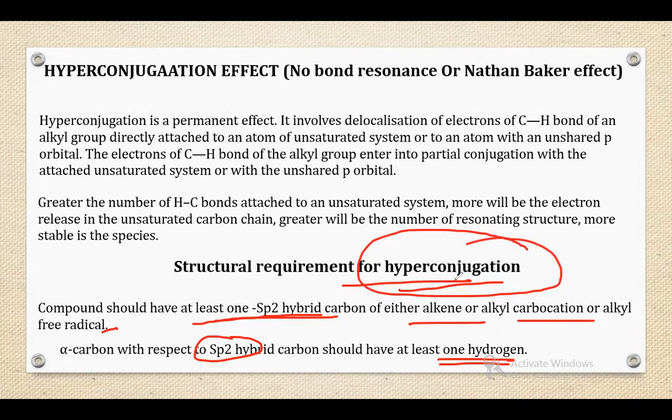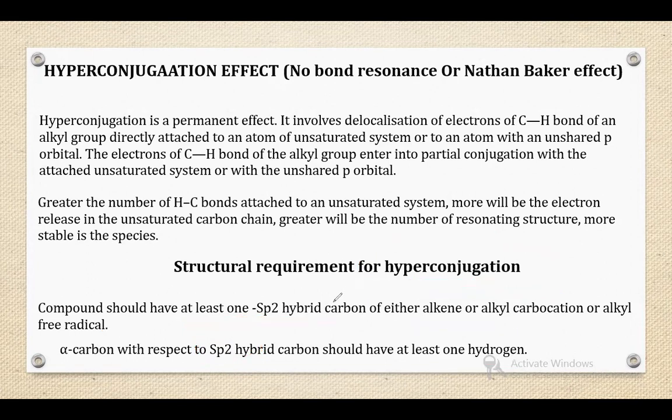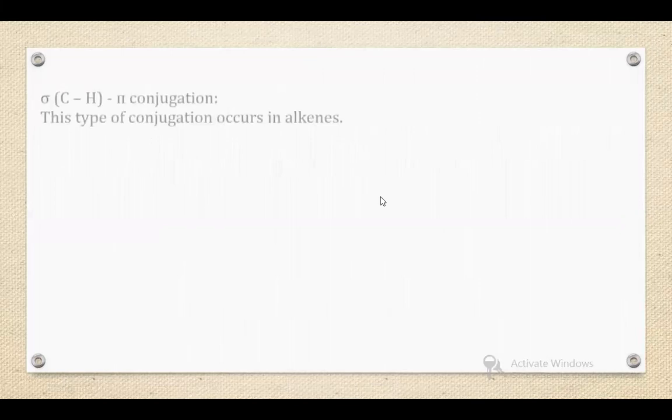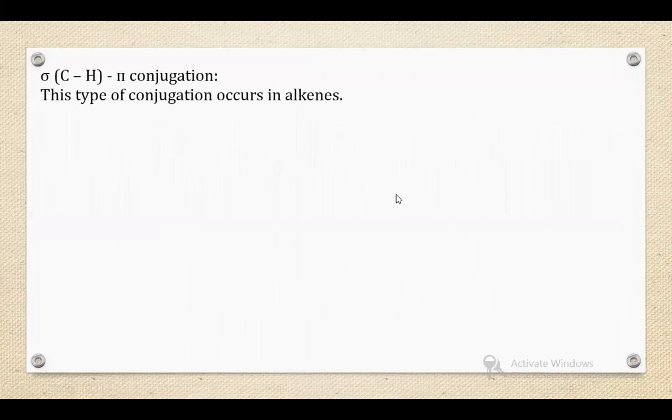We can then notice the hyperconjugation. The requirement is an sp2 hybrid carbon, and an alpha carbon with respect to it. The carbon next to the double-bonded sp2 carbon is the alpha carbon, and it should have a hydrogen, called an alpha hydrogen. At least one alpha hydrogen should be there to show hyperconjugation. Now, how does hyperconjugation take place? Sigma and pi conjugation is divided into a variety of types.